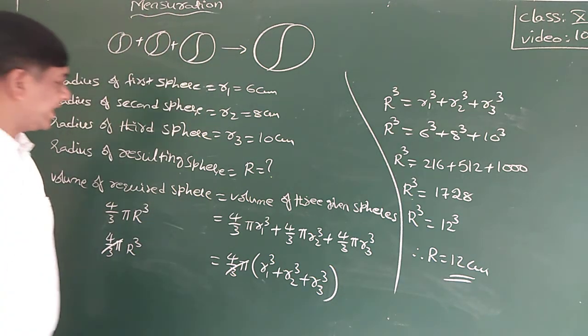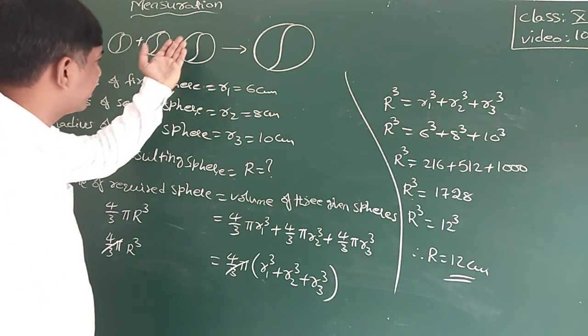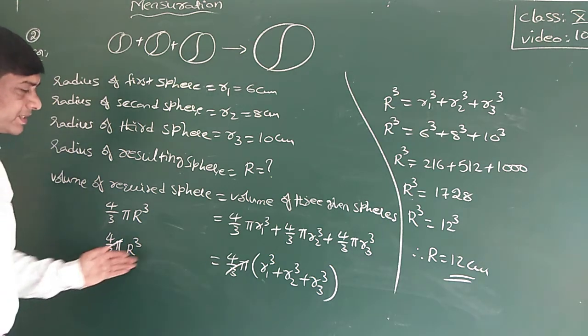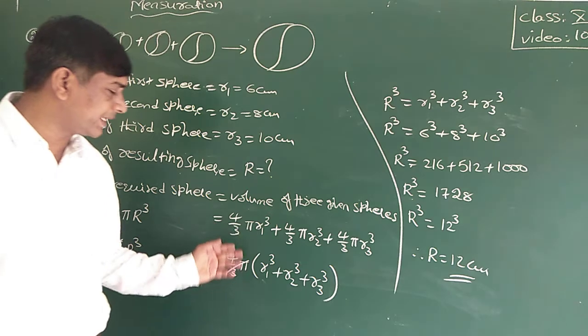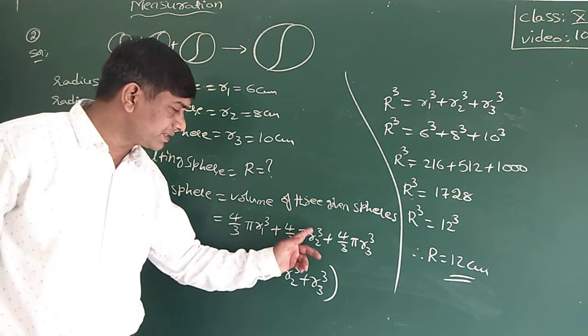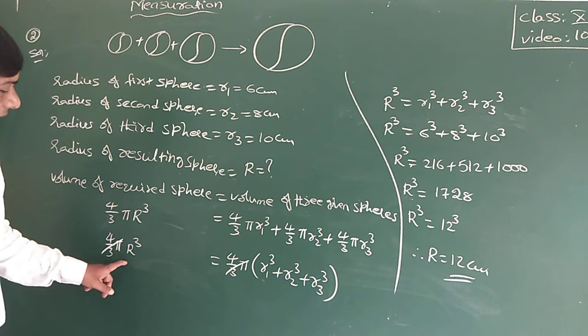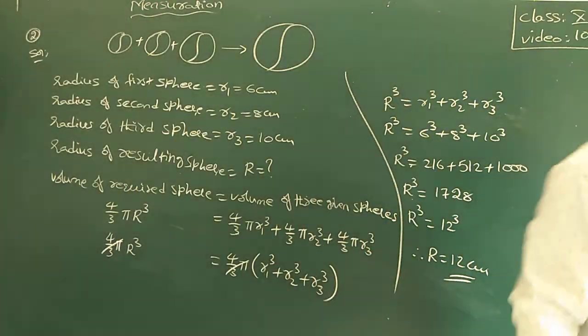So 4 by 3 pi r cube is equal to 4 by 3 pi r1 cube plus 4 by 3 pi r2 cube plus 4 by 3 pi r3 cube. From these three terms 4 by 3 pi is common. If I take that common, r1 cube plus r2 cube plus r3 cube is left, 4 by 3 pi cancels, and r cube is equal to r1 cube plus r2 cube plus r3 cube.